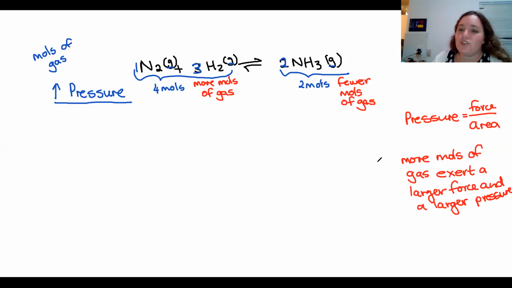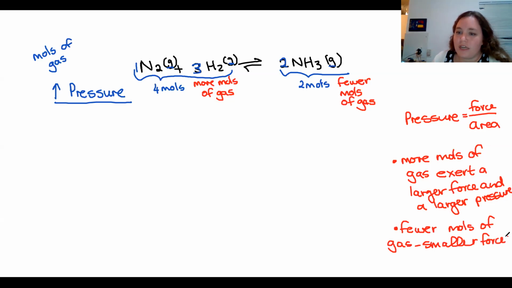All right. So more moles of gas exert a larger force and a larger pressure. And if we pick the side with fewer moles of gas, we will have a smaller force on the walls of the container and therefore a smaller or reduced pressure. That's just to get the idea as to why we care about this.